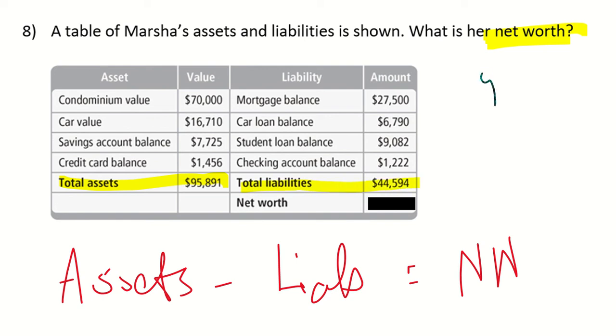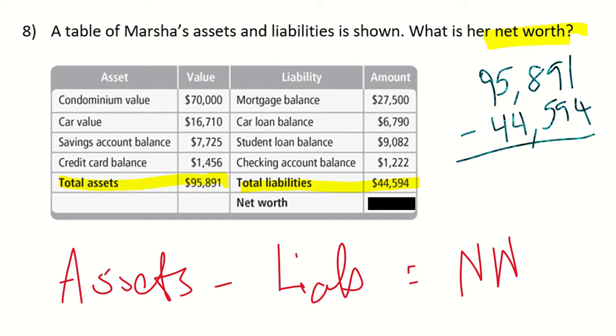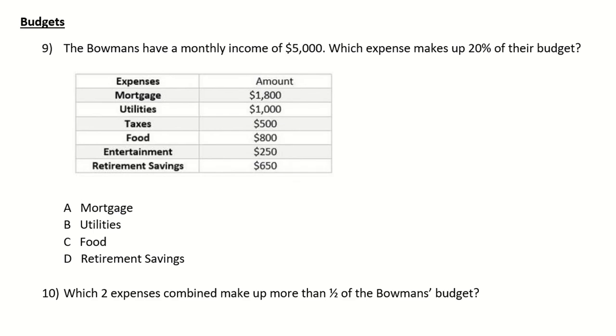All we have to do is plug in and subtract. So we have to do 95,891 minus 44,594. Do that subtraction, and I get 51,297. That is going to be the net worth. That's it. Straightforward. All right, moving on.